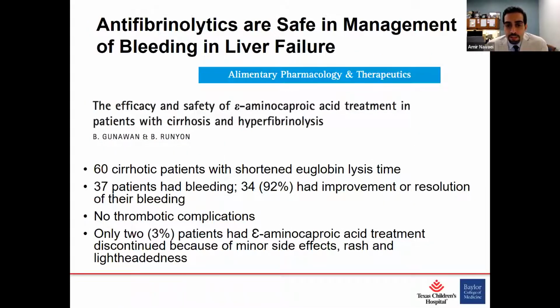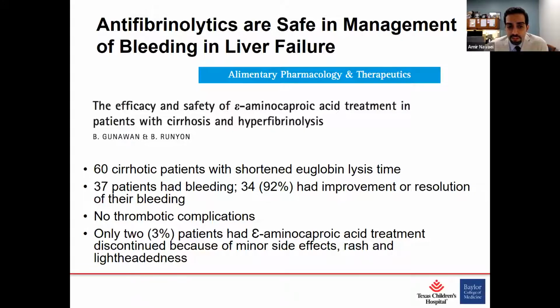And in the setting of liver failure, in patients who have bleeding, the use of antifibrinolytics has been studied. As we discussed, fibrinolysis is a prominent factor in liver failure, especially in more advanced disease. Two of the antifibrinolytics, aminocaproic acid and TXA, tranexamic acid, have been studied in liver failure. And it was more studied in the setting of liver transplantation.